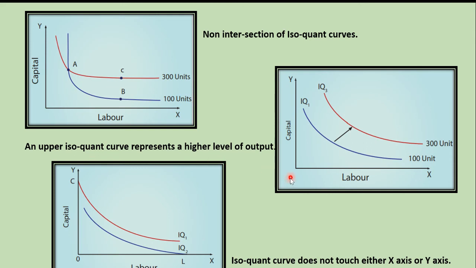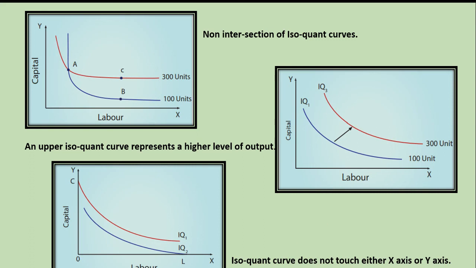Higher IQ3 shows higher outputs and lower IQ1 shows lower outputs. An upper isoquant curve implies the use of more factors than the lower isoquant curve. So இந்த இடத்துல factors நிறைய யூஸ் பண்ணப்பே 300 units வருது, இங்க factors கம்மியா யூஸ் பண்ணப்பே 100 units தான் ப்ரொடியூஸ் பண்ண முடியுது. So the arrow in the figure shows an increase in the output with the right and upward shift of an isoquant curve. Right side க்கு போது, higher side க்கு போது. So that means there is an increase in the output.